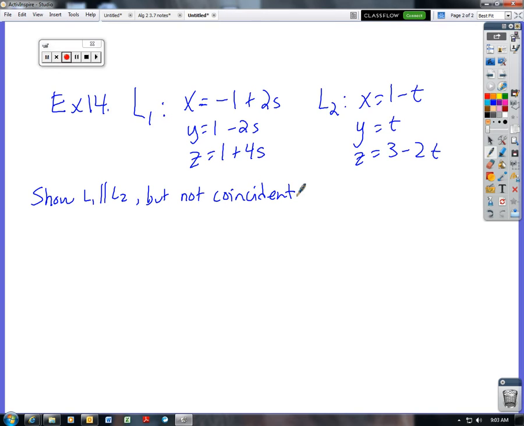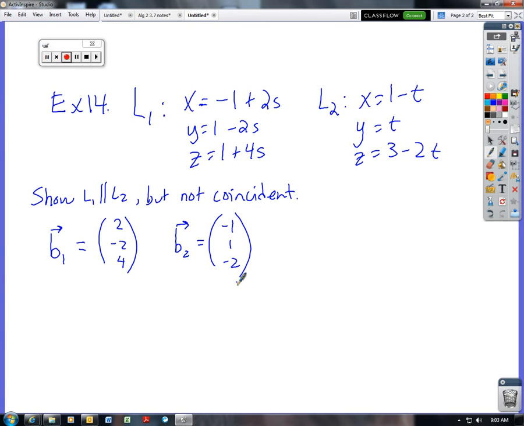So we need to show 2 things. So in order to show that they're parallel, let's do that first. And we've talked about that already. We just need to show their direction vectors are scalar multiples of each other. So I'll call B1 the direction vector of line 1, and that's going to be 2, negative 2, 4. And then vector B2 will be the direction vector for the other line.